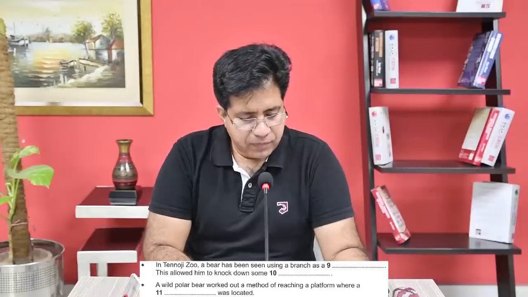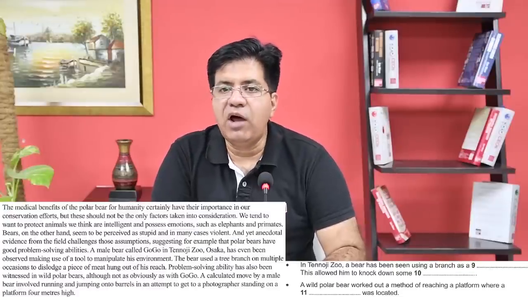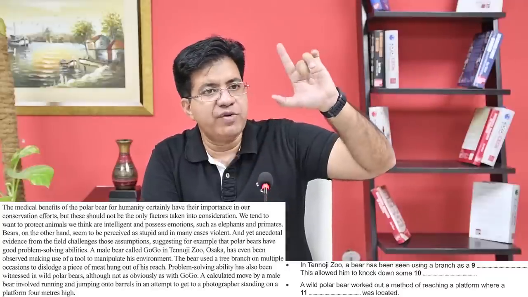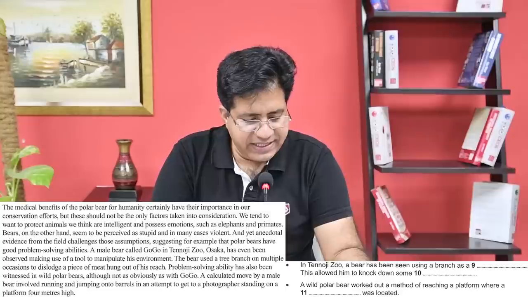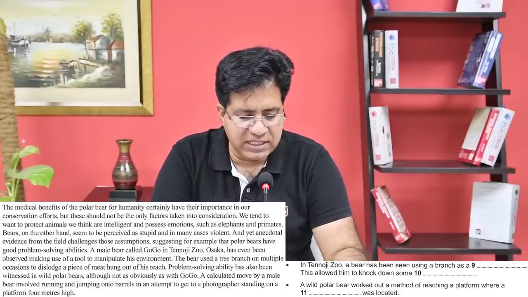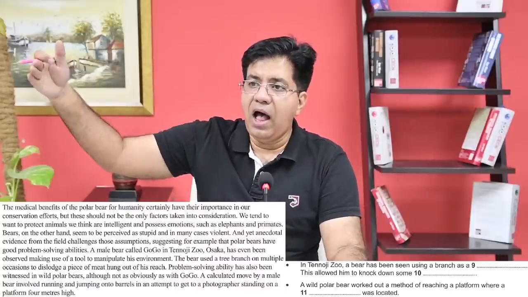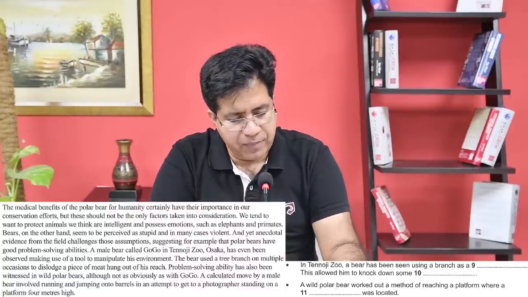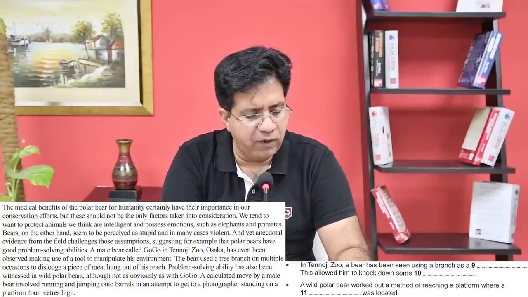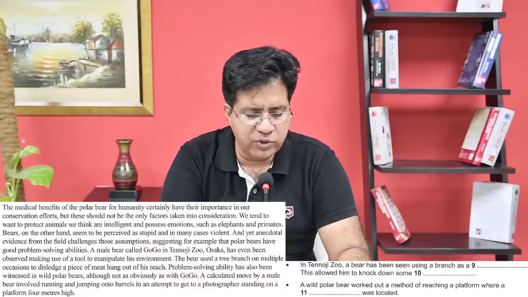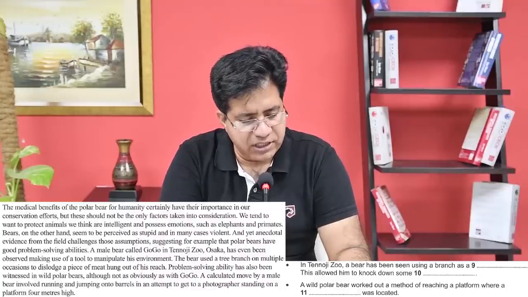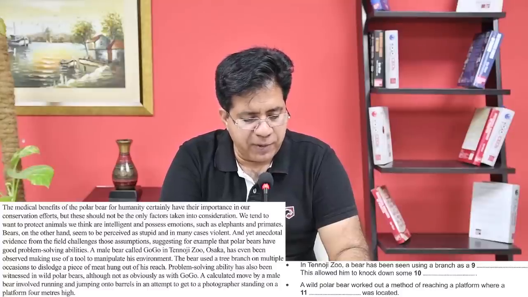Okay, let's go on. Question number 9. In Tennoji Zoo, what's the clue word? Tennoji Zoo. Look for Tennoji Zoo. Underline that. A male bear called Gogo in Tennoji Zoo. Got it? Now you have the location and now you read the question. So first reading is skim reading. In Tennoji Zoo, a bear has been seen using a branch as a. Right? Let's go back and we read it. A male bear called Gogo in Tennoji Zoo, Osaka, has even been observed making use of a tool to manipulate his environment.